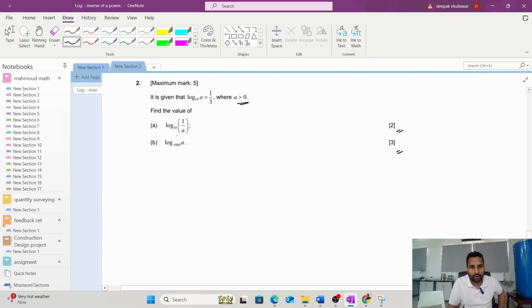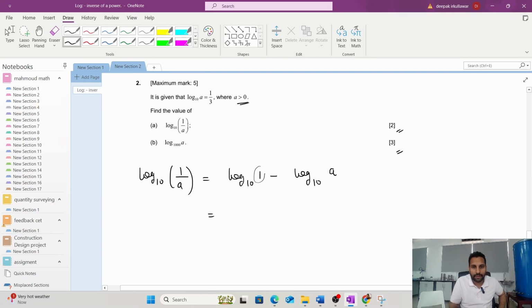Find the value of log base 10 of 1 over a. So log base 10 of 1 over a, you need to find this value. Now how you can do this is, I can write this as log base 10 of 1 minus log base 10 of a. Now what is log base 10 of 1?